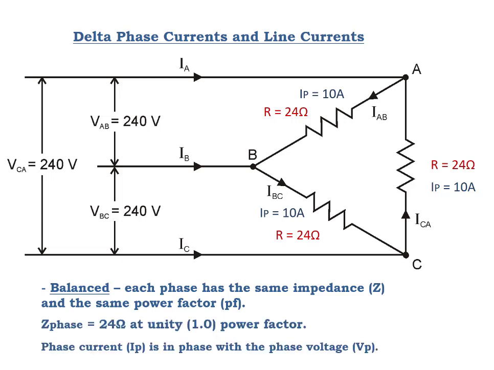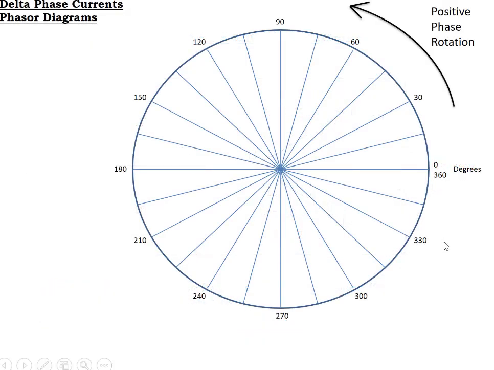And because it's a resistive load, the voltage across the load and the current through the load for each phase are happening at the same time. To draw this on a phasor diagram, we would start with the voltages. In delta, there are only three: phase or line voltage A to B at 0 degrees, phase or line voltage B to C at 240 degrees, phase or line voltage C to A at 120 degrees.